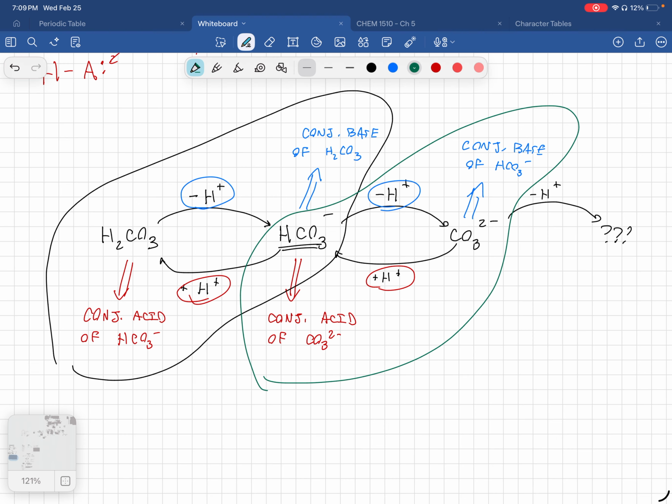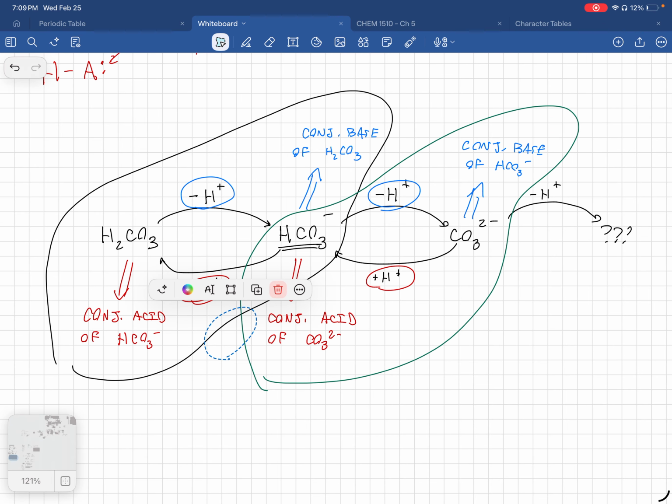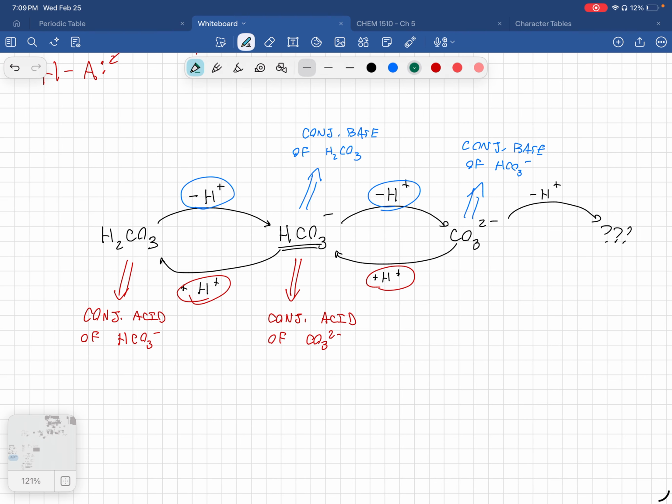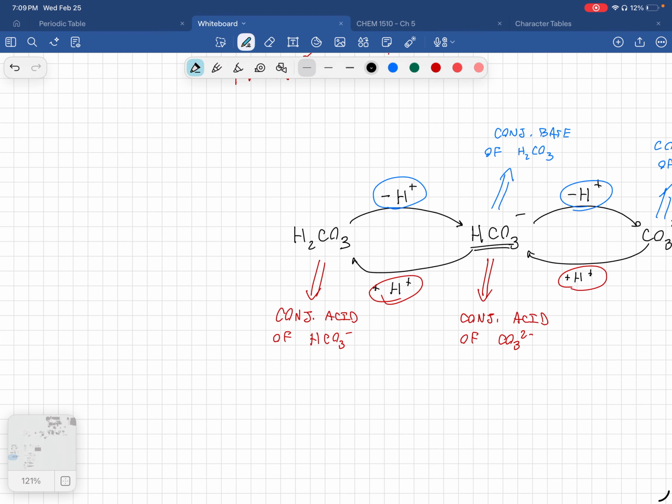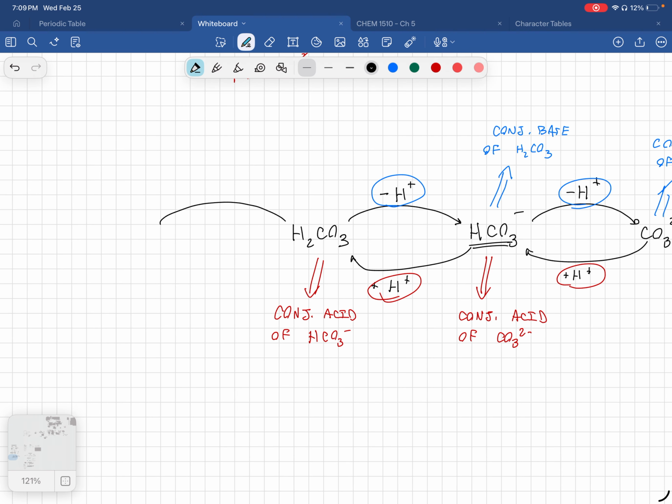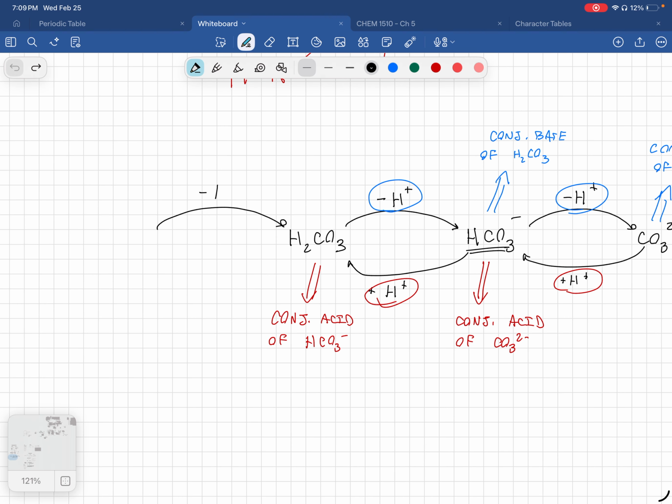HCO3- is the conjugate acid form of CO3 2-, and CO3 2- is the conjugate base form of HCO3-, right? Now note, there are limits to this. You can't infinitely add protons, like so.